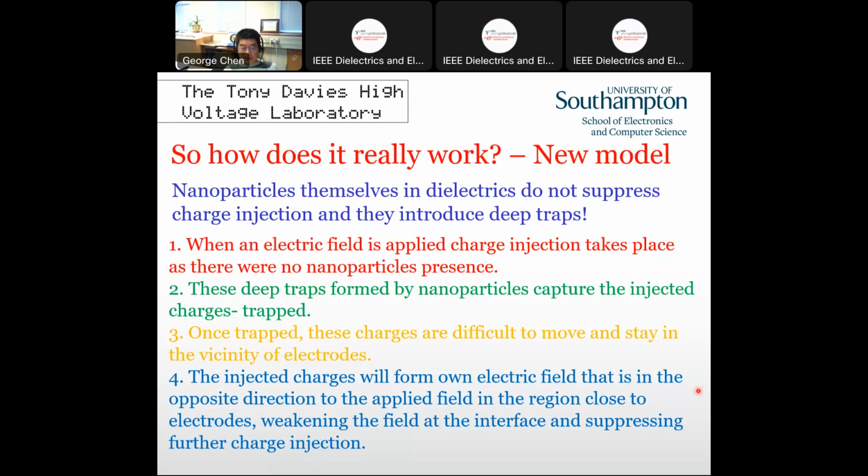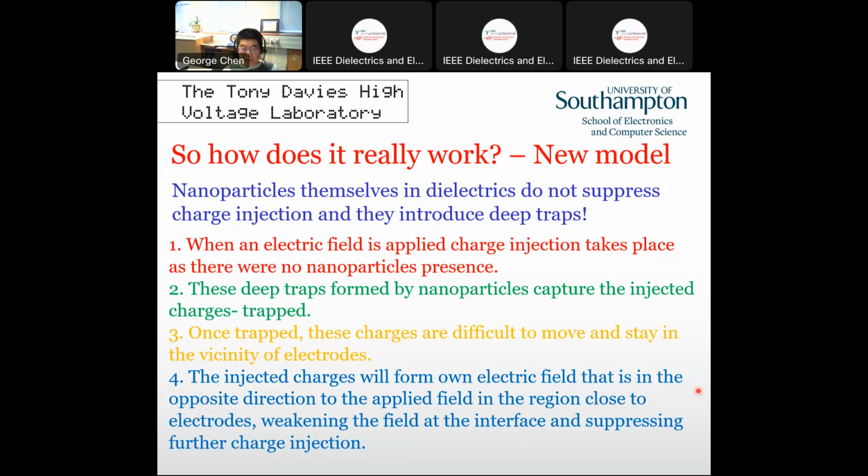The third step is that the injected charge forms its own electric field, which of course is in the opposite direction of the applied field in the region close to the electrode. Because of this cancellation effect, it weakens the field at the interface and suppresses further charge injection.